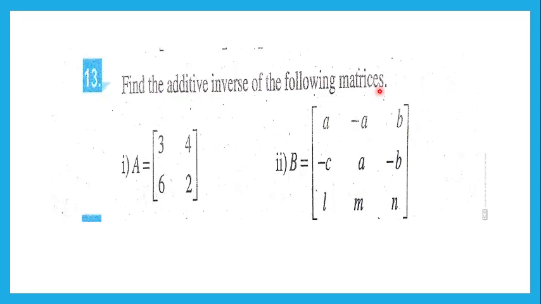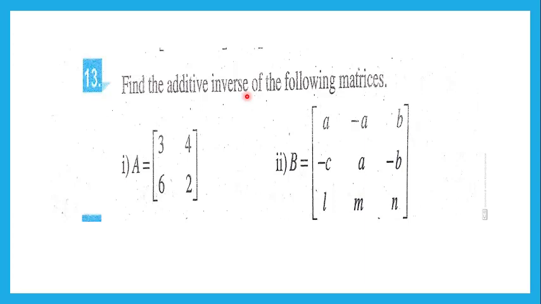Now, first of all, let me explain what is additive inverse. Additive inverse is a number which when we add to the original number, makes it equal to 0. In other words, additive inverse is about changing the sign of a number or a matrix in order to make the original number or matrix equal to 0.